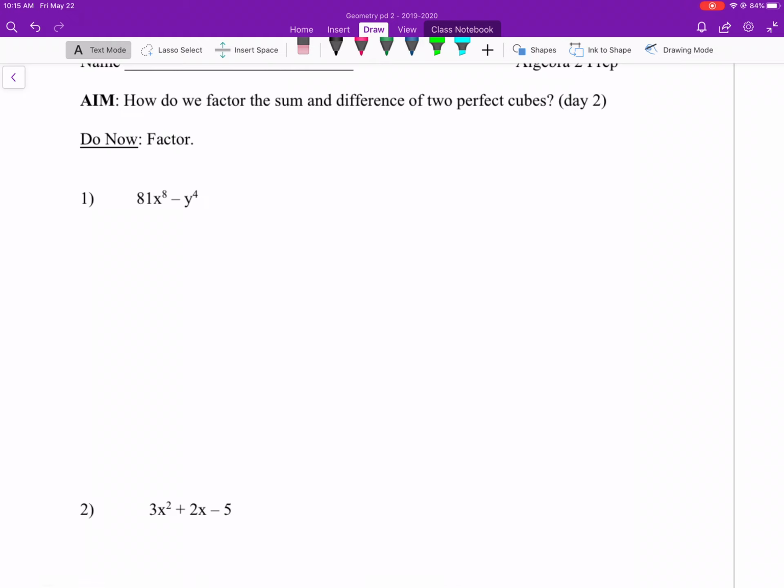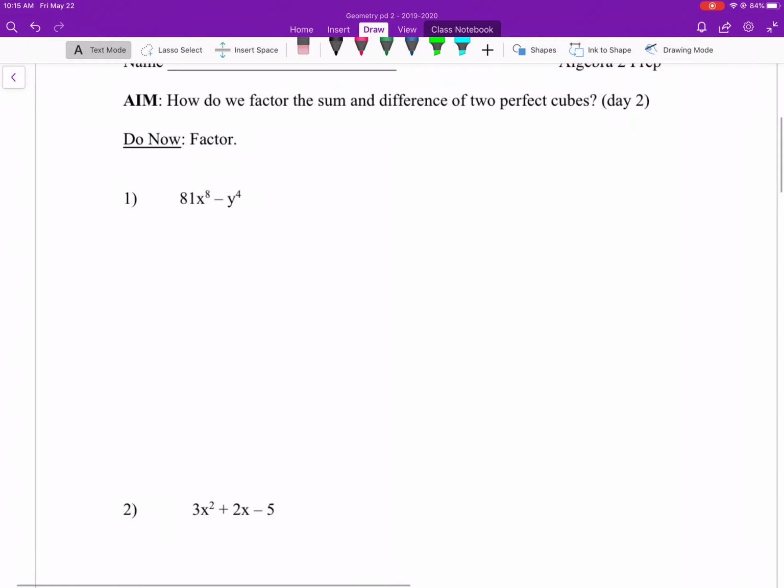All right, so the first do now question is 81x to the 8th power minus y to the 4th power. What does that look like to you? Is it GCF? Remember, we always check that first. It is not. Is it potentially DOTS, the difference of two perfect squares? And there actually is an example of DOTS here.